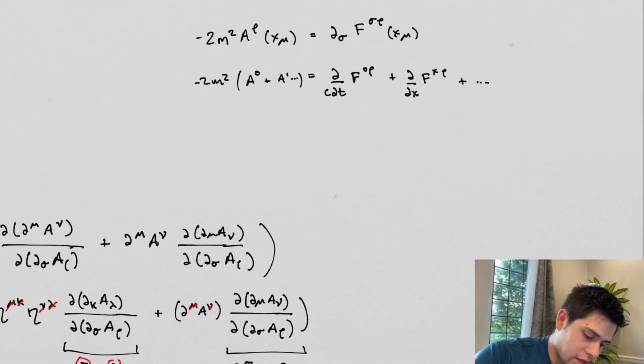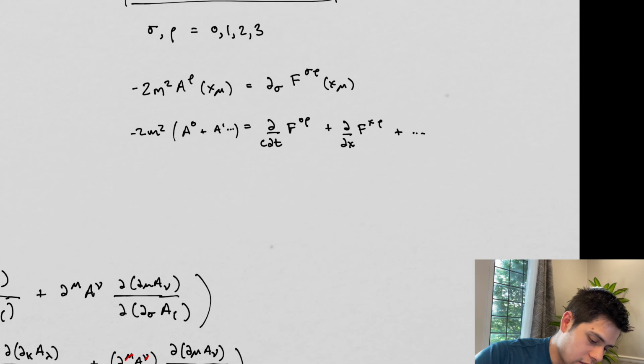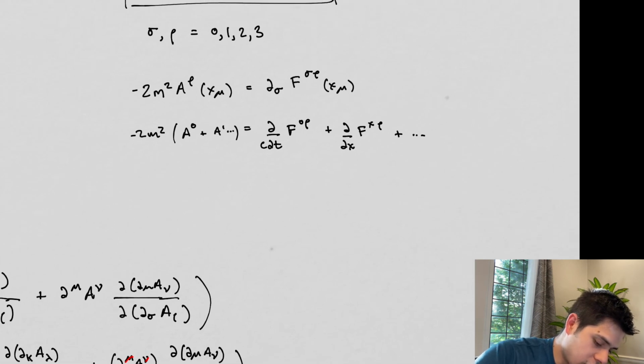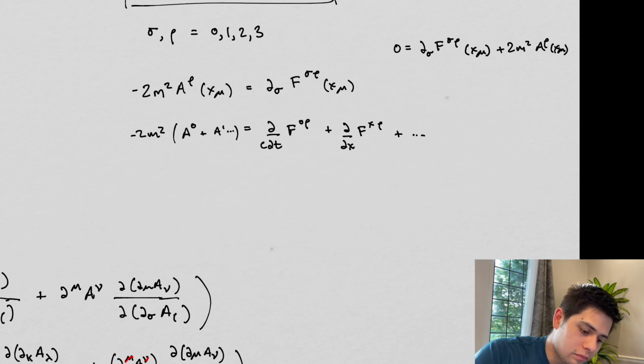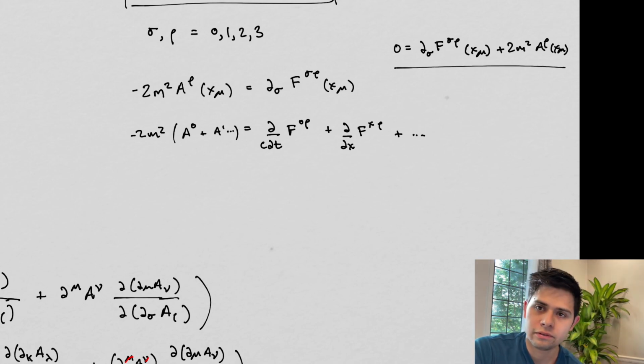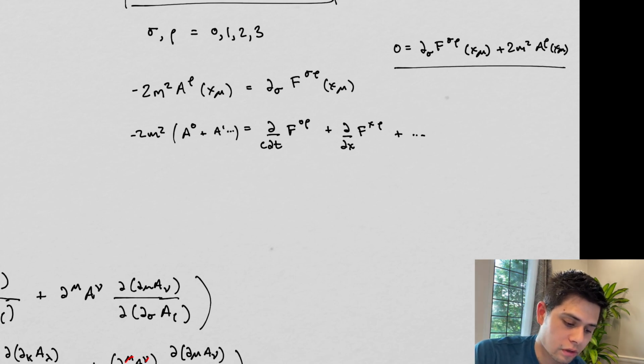We can also write our Proca equation, this whole equation here, as 0 equals d sigma F sigma rho x mu plus 2m squared a rho x mu. That's completely fine. We're just moving the potential term over.